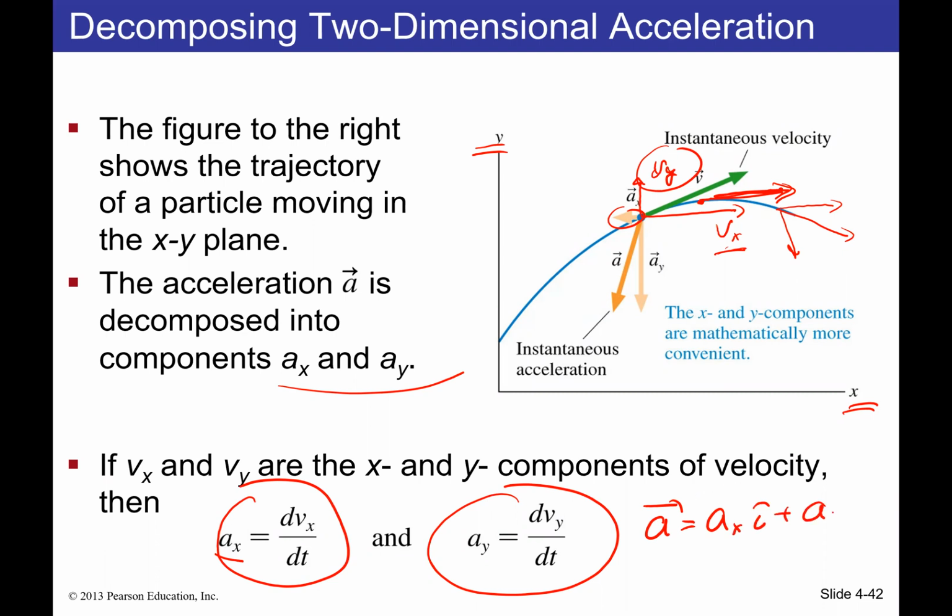That means, for example, if you're writing acceleration as ax i hat plus ay j hat, then you want to see if they're zero or non-zero. For example, if you have an acceleration which is 2 meters per second squared i hat, plus 0 j hat, it means there is a horizontal acceleration, but no vertical acceleration. That means it's only going to be speeding up in an x direction, but whatever velocity you had in a y direction, it's going to remain constant over time.